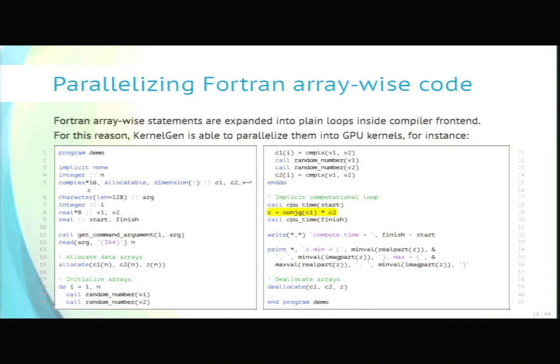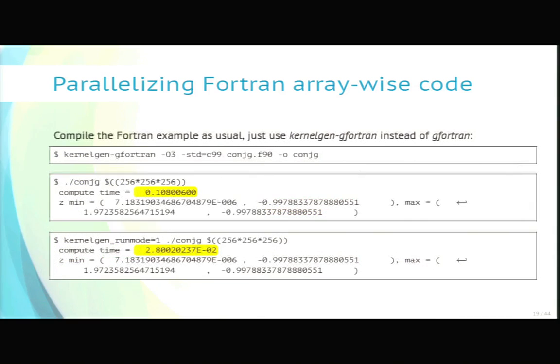Fortran-wise array, by Fortran-wise array code, I mean such kind of collective statements. Here, C1 and C2 are arrays of complex numbers, and this statement means we are applying this operation to each element of all arrays. The front end, we use GCC for the front end, expands this statement to a plain loop internally. And since we are not a source-to-source compiler, since we are working with intermediate representation, we can also parallelize this loop, just like in the first two simple examples.